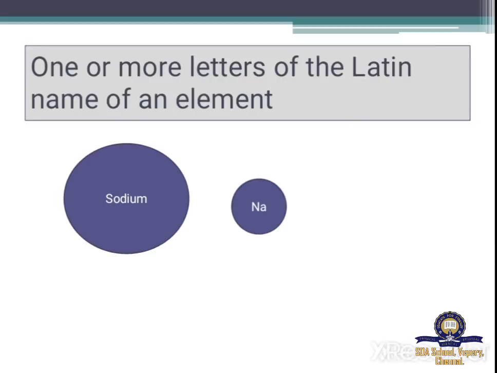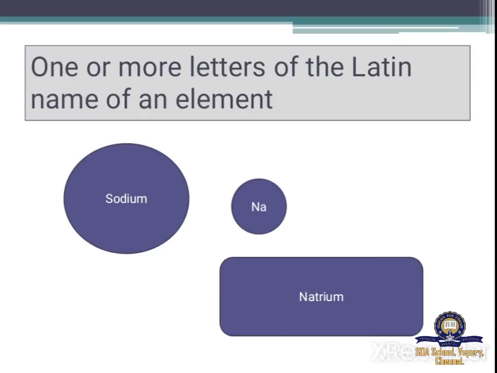That is, one or more letters of the Latin name of an element are given as a symbol for some elements. Sodium's Latin name is natrium, from which the symbol for sodium is derived. As you see, the first two letters of the Latin name of sodium is given as its symbol. Let's see some more examples.